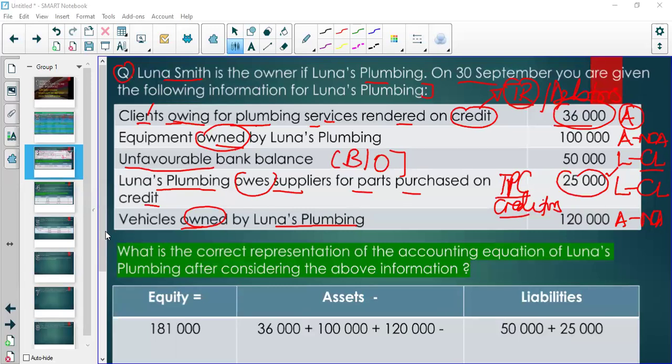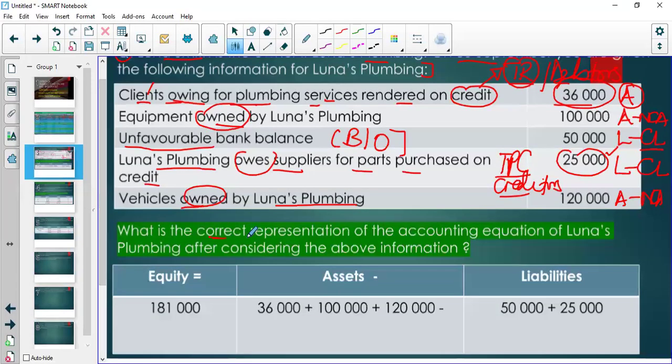So what the question here required was the correct representation of the accounting equation. So what was provided is equity is equal to assets minus liabilities. So you had to do a calculation and you enter the amount for equity here. You do a calculation and enter the amount for assets. You do a calculation and enter the amounts for liabilities.